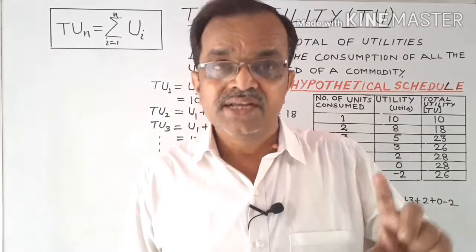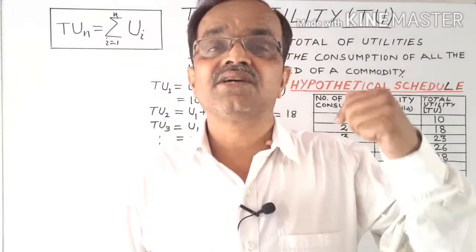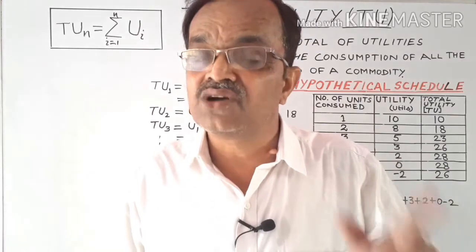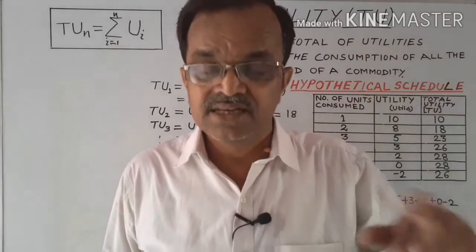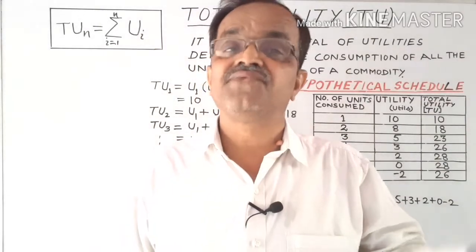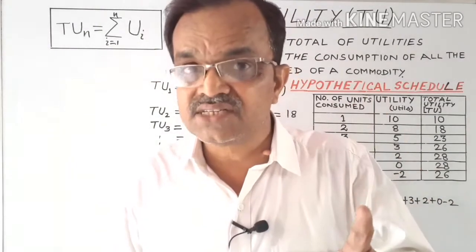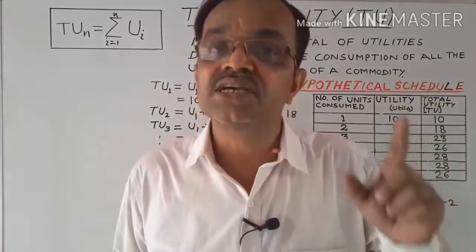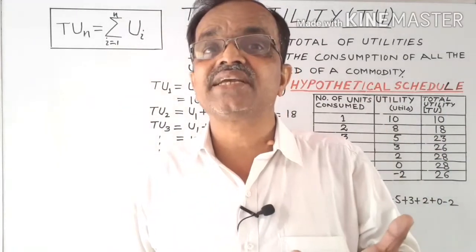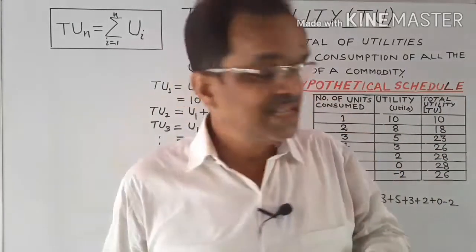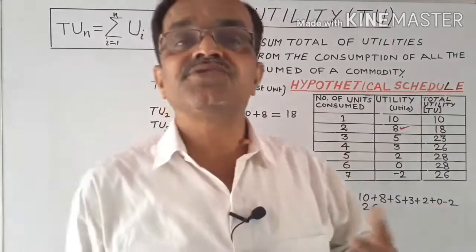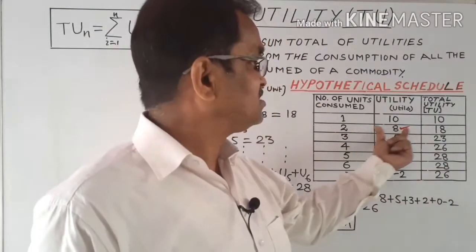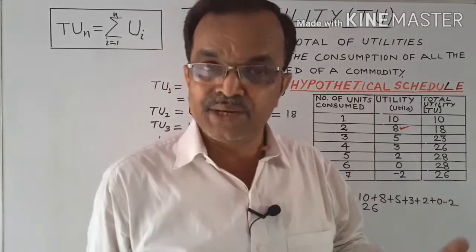And that's why the satisfaction that the consumer will get from the consumption of that second unit of the commodity would be less than from the first unit. जो फर्स्ट यूनिट से satisfaction मिला उससे कम मिलेगा, because the need for the second unit of roti is less, and that's why the second is giving only 8 utils of satisfaction. Let the second unit be 8, that is less than 10.